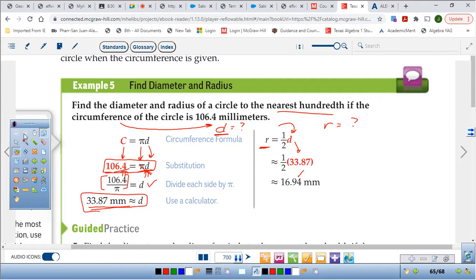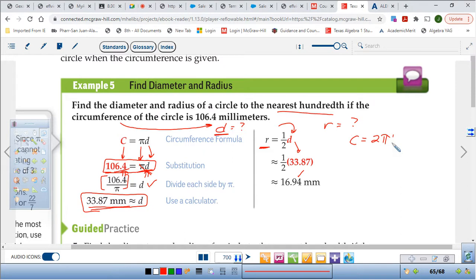We can use a circumference formula. Circumference is equal to 2 pi r. All right. Now, we're going to come out here, this part right here, and this part here. We know these, and we're looking for that one. Circumference is 106.4 is equal to 2 pi r.